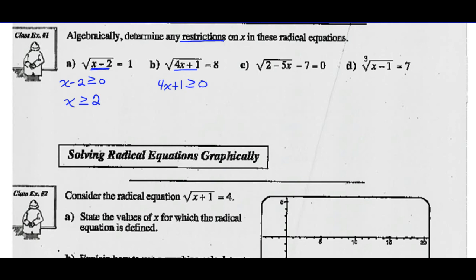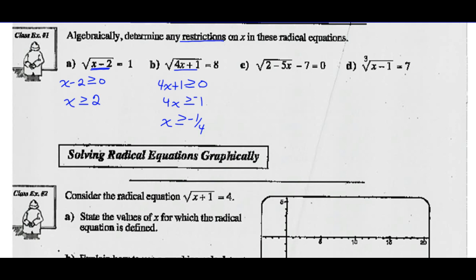So now I'm going to rework this inequality, solve it for x. So I'm going to minus 1 from both sides. So 4x is greater than or equal to negative 1. And I'm going to divide both sides by 4. So x is greater than or equal to negative 1/4. There are your restrictions. All right.